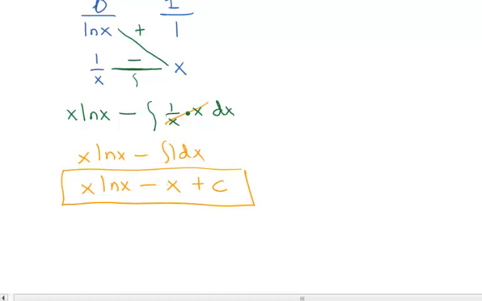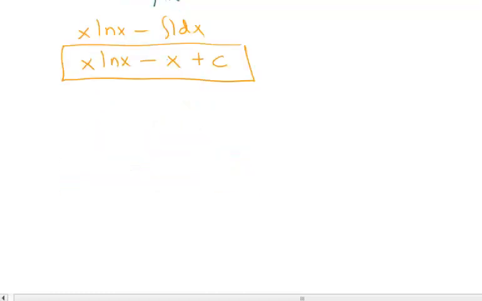Let's try a few more examples. How about this one? The integral of the natural log of x over x squared dx. Again, there's no part of this where the derivative can keep being taken over and over again until the derivative equals 0.